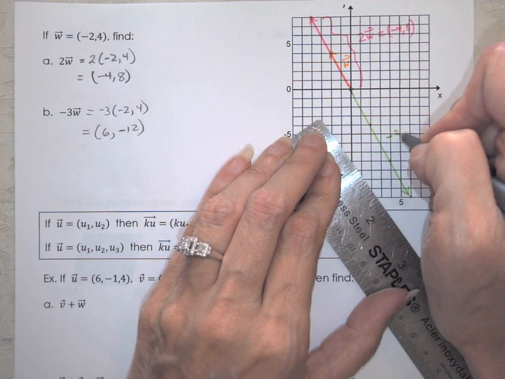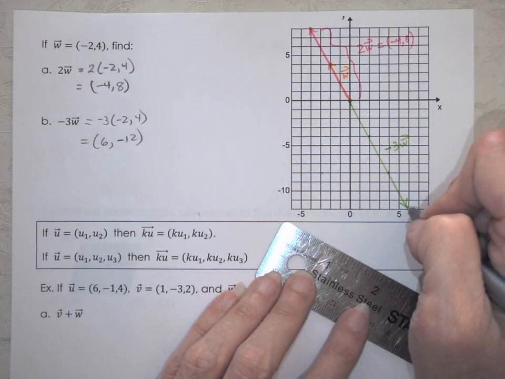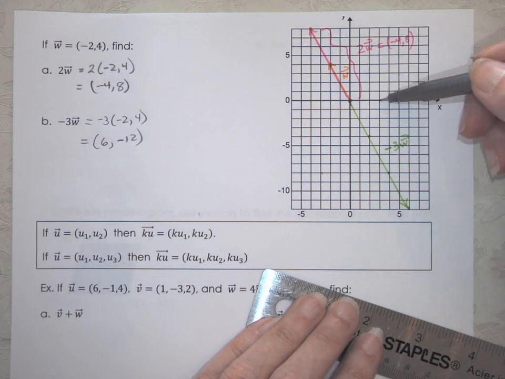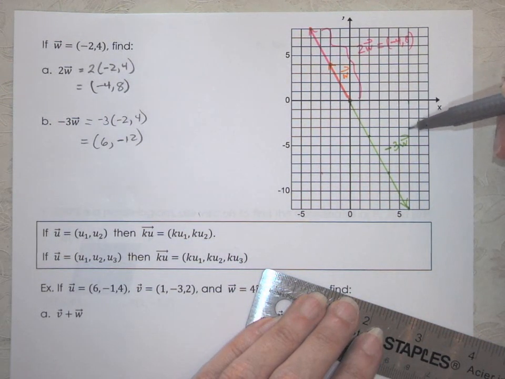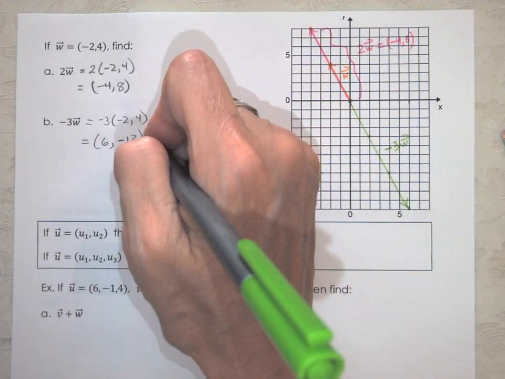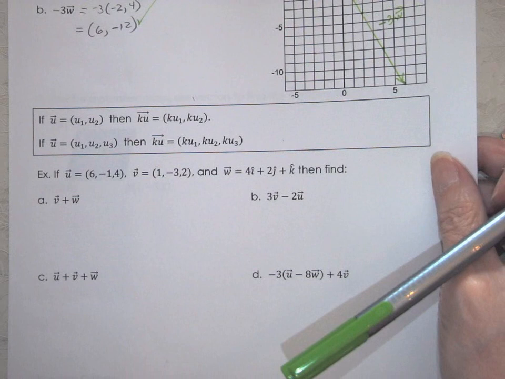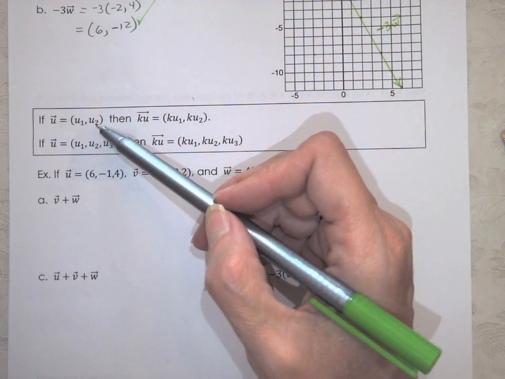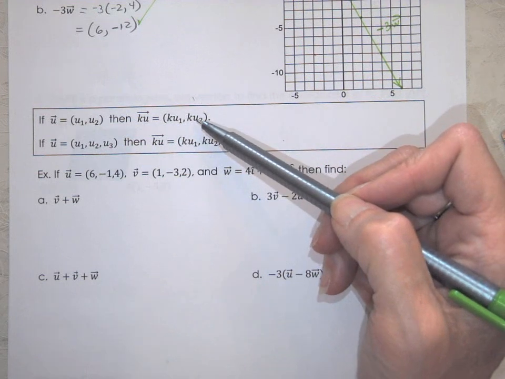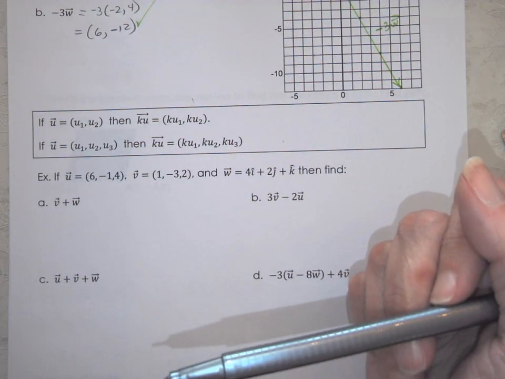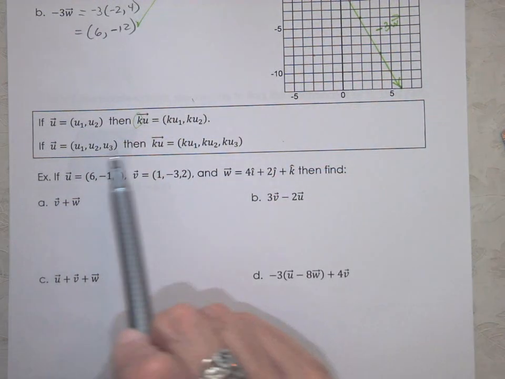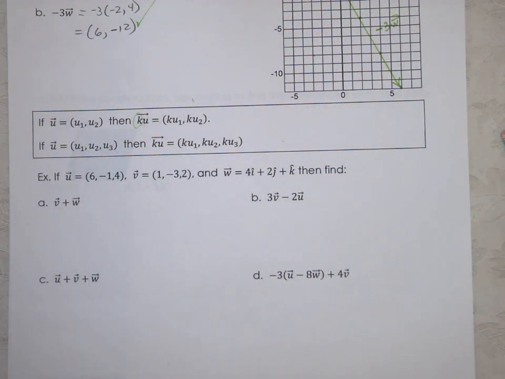So that's vector -3w, and if we look at that endpoint, it should be 6, -12. So if a vector has components u1 and u2, and you multiply it by a scalar k, then that vector would be ku1, ku2. You just multiply each component by the constant out front, and it extends right into 3 space as well.